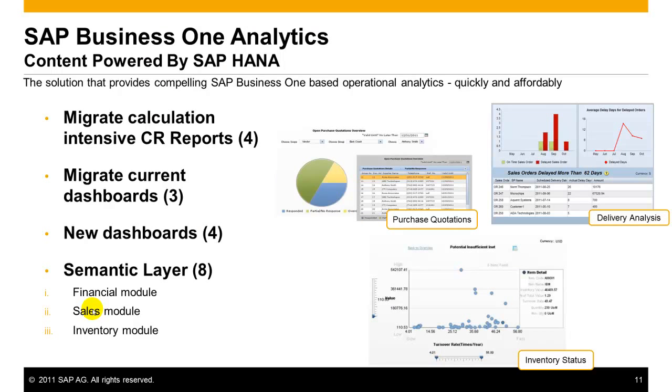Because, as I said when we started, one of the things that we heard was that you wanted more pre-built content available so you could quickly start getting a return on your investment. What have we done? We've migrated the most calculation-intensive Crystal Reports across to SAP HANA, and there's 4 of those. We've migrated the 3 current dashboards that are available today, and we moved those across to run on SAP HANA. In addition to that, we've also built 4 new dashboards. We've built 8 new semantic layers that are delivering across the finance, sales, and inventory modules. And over time, we will continue to deliver more of that.